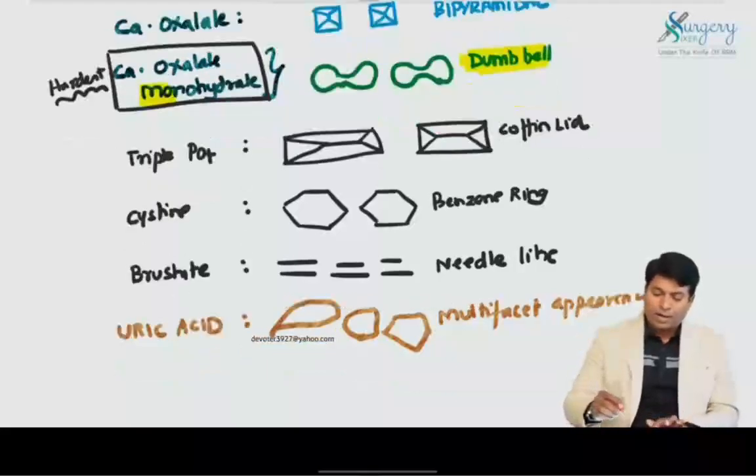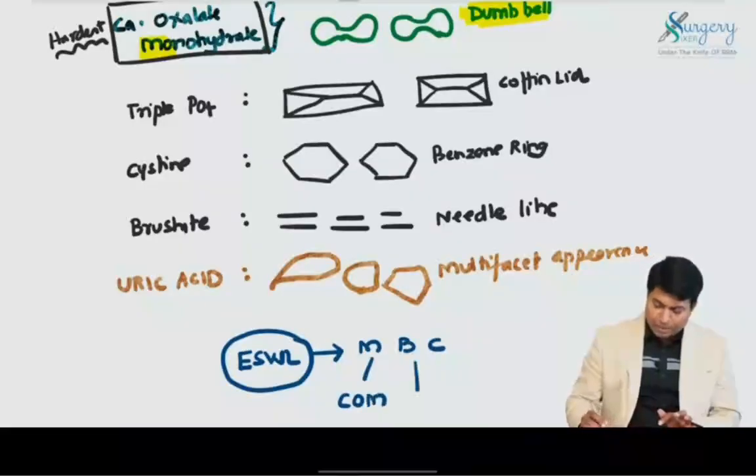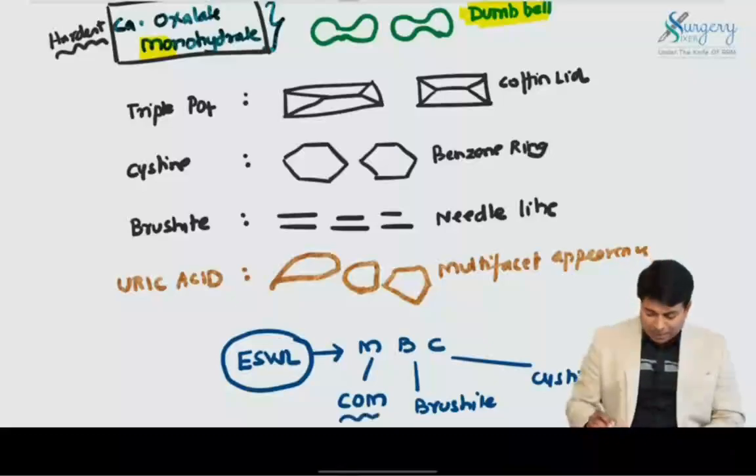So what is the order of breaking of stones by ESWL? The hardest stone to break is given by the mnemonic MBC: calcium oxalate monohydrate, brushite, then only comes your cystine. So remember, then only comes your cystine stones. If you get calcium oxalate monohydrate, that is first.